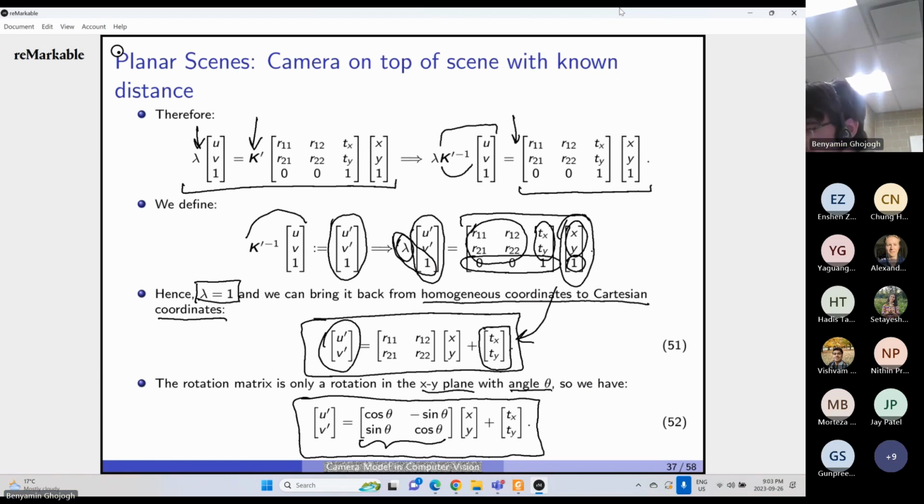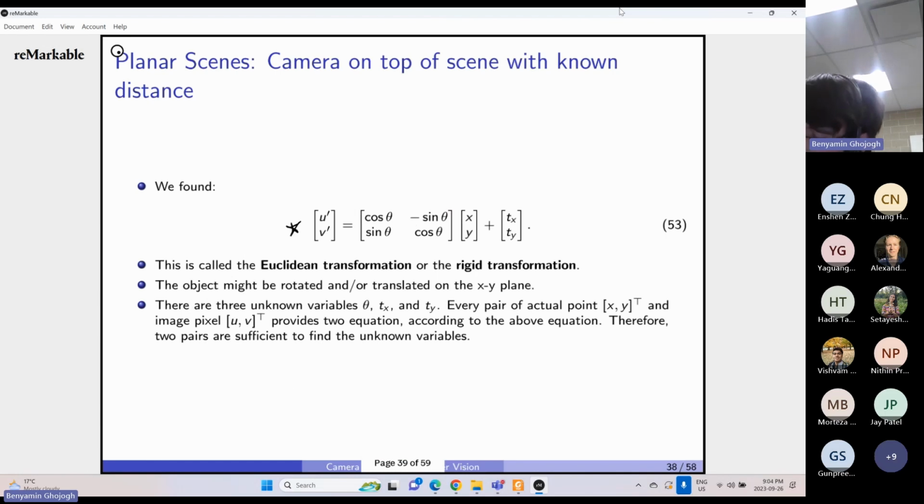Agreed? So what is it doing? It is mapping the coordinates xy of the planar scene to u prime v prime, the pixels in the image of the camera, the frame of the camera. So this is what we found. This is called Euclidean transformation, also called the rigid transformation. The object might be rotated and or translated on the xy plane.